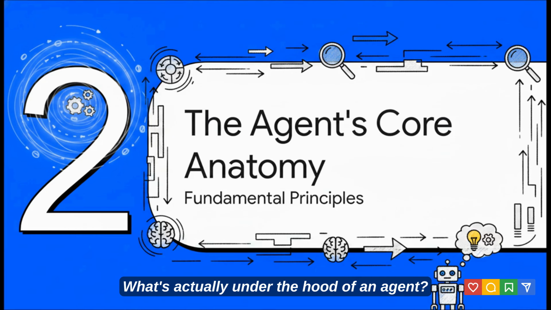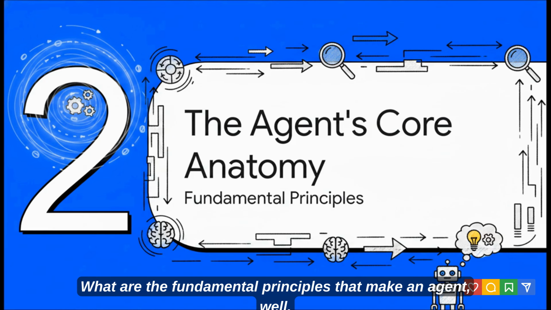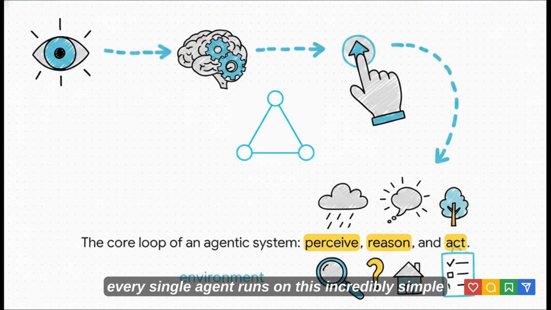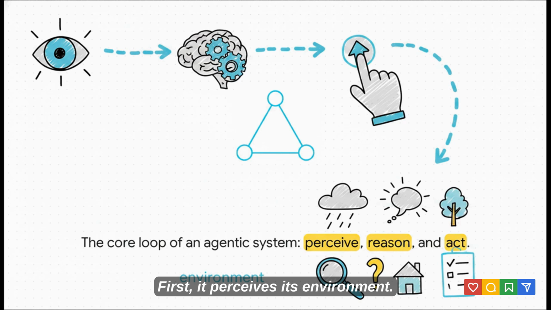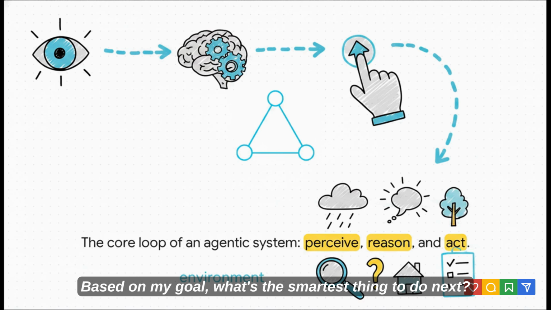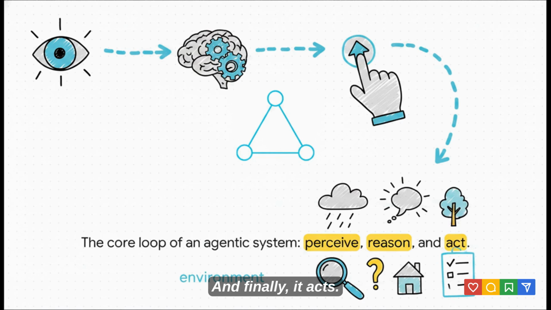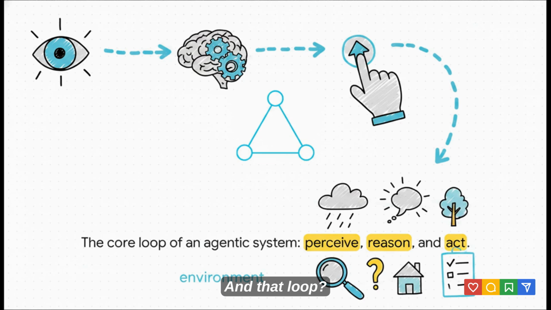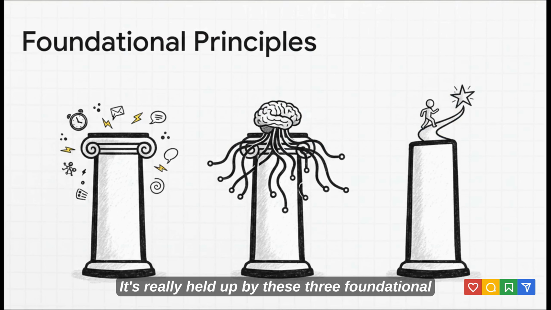Okay, so if that's the what, let's dig into the how. What's actually under the hood of an agent? What are the fundamental principles that make an agent, well, an agent? At its core, every single agent runs on this incredibly simple yet super powerful loop. First, it perceives its environment: what's the current state of the world? Then it reasons: based on my goal, what's the smartest thing to do next? And finally, it acts. It executes that step, which changes the environment, and then the whole loop starts all over again.